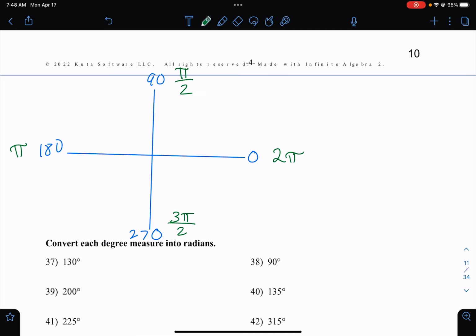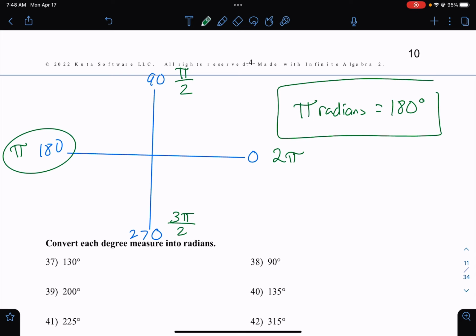All right, so this is the conversion that we use here: pi radians is equal to 180 degrees. This you should have memorized. Basically, all we're going to be doing is unit conversions for this section.